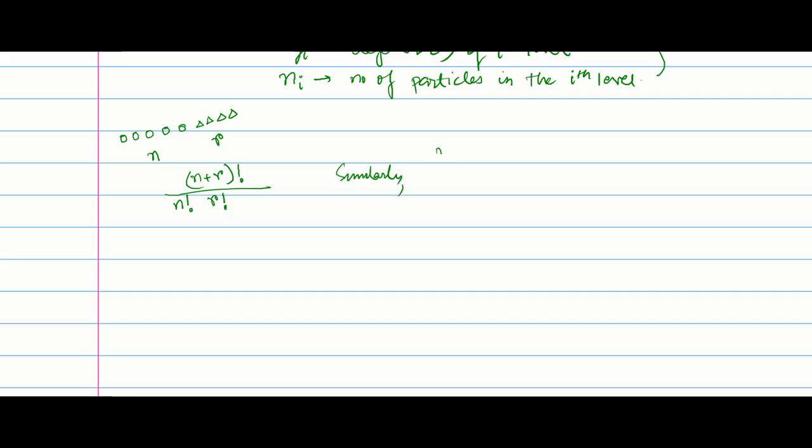Similarly, if n1 particles are identical, n2 particles are identical, n3 particles are identical, and the total number of particles is N, which is n1 plus n2 plus all of that, then the total number of arrangements we can make is capital N factorial divided by n1 factorial, n2 factorial, n3 factorial, and all that.